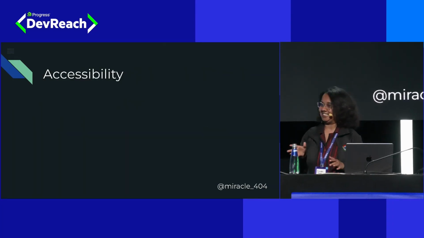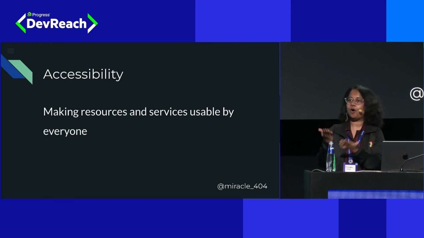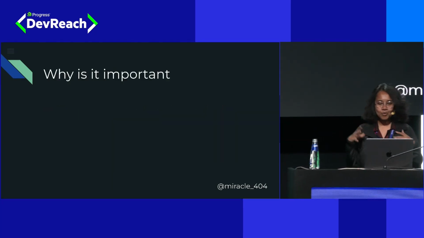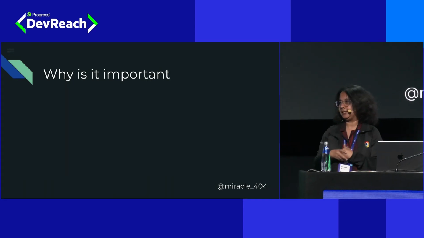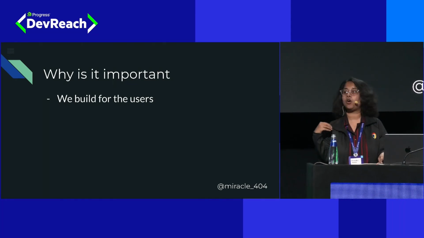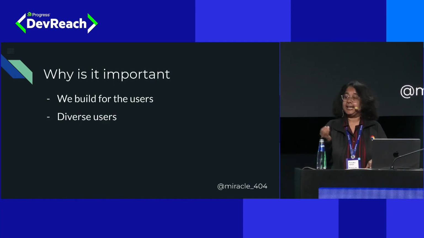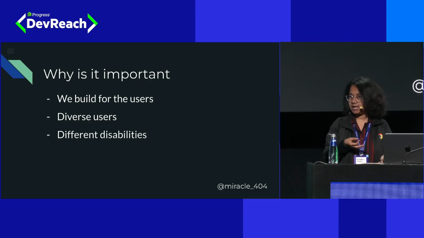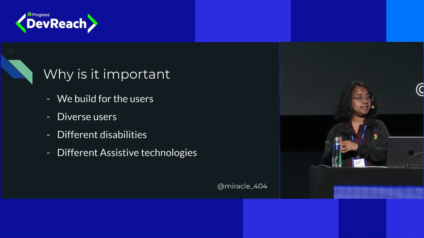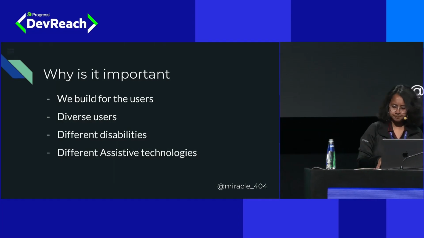So what is accessibility? Accessibility means making resources and services usable by all our users, regardless of their abilities or disabilities. Why is accessibility important, and why are we talking about it? It is important because whatever we build is for all our users, and our users can be very diverse. They can have different types of disabilities, hence they interact with web using different assistive technologies.